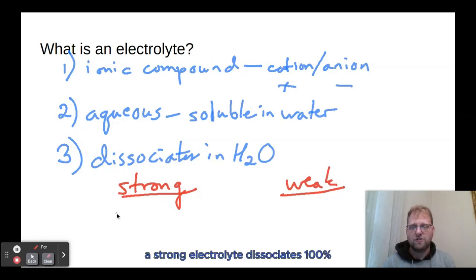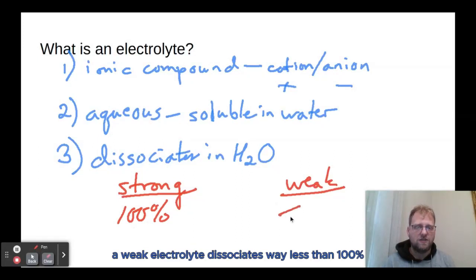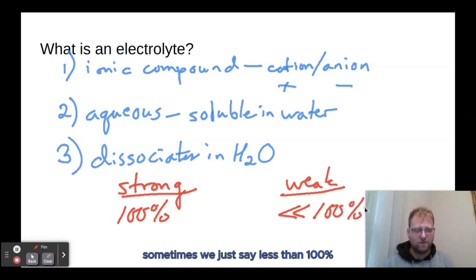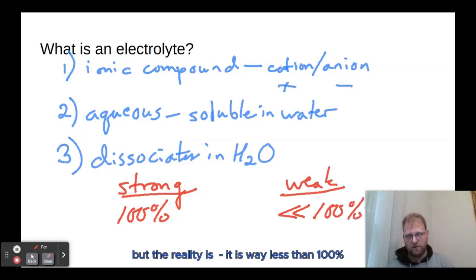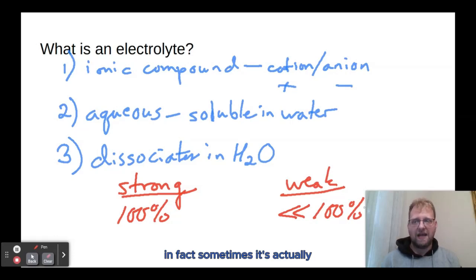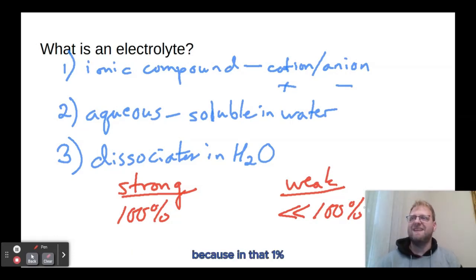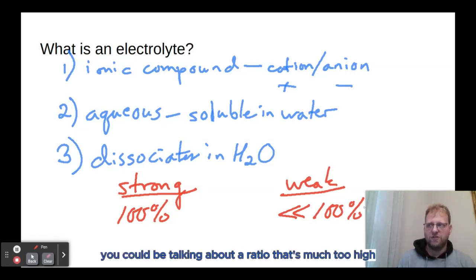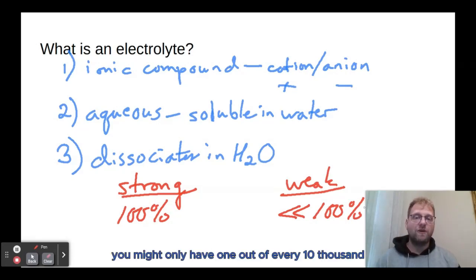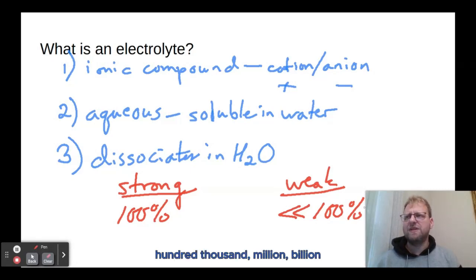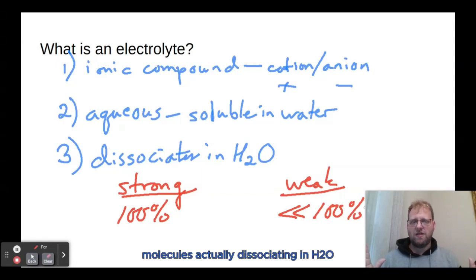A strong electrolyte dissociates 100%. A weak electrolyte dissociates way less than 100%. Sometimes we just say less than 100%, but the reality is it's way less than 100%. In fact, sometimes it's actually mathematically inappropriate to even say percent, because even at 1%, you could be talking about a ratio that's much too high. You might only have one out of every 10,000, 100,000, million, billion, even less than that, molecules actually dissociating in H2O.